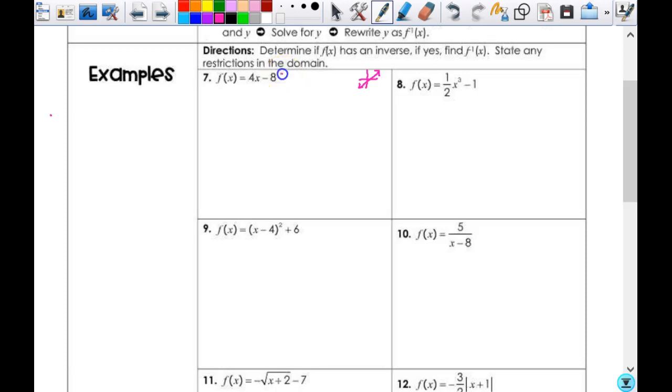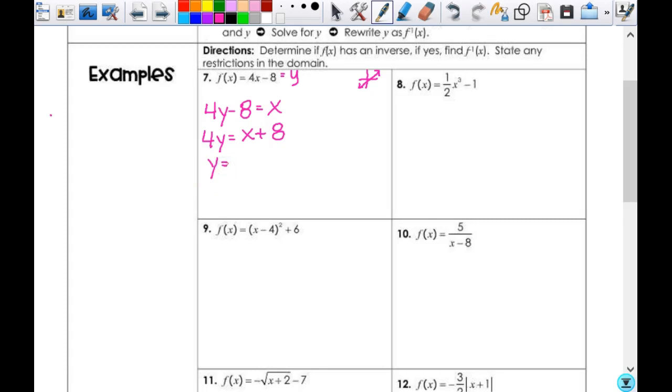So I can replace f of x with y. Then I'm going to exchange x and y, right? So I get 4y minus 8 equals x. Everybody with me so far? Then I'm going to solve for y. So I'm going to add 8 to both sides. So 4y equals x plus 8. Then I'm going to divide by 4.